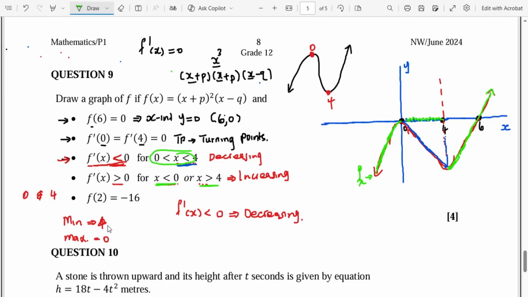So let's plot this graph. Let's put that point on the graph. We know that if this is my 2, minus 16 is somewhere here. Then you can just plot that graph. I think that's it, because f at 2 is equal to minus 16. I think this might be the point of inflection, but we're not sure.